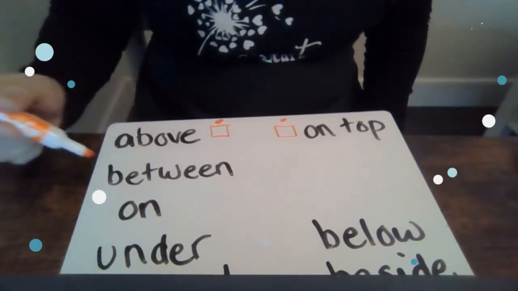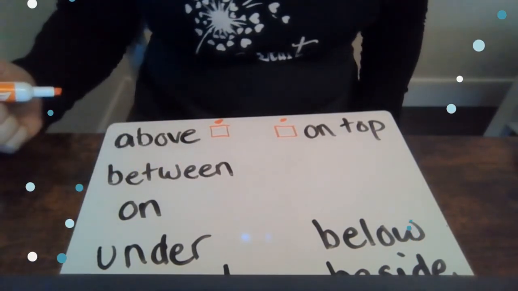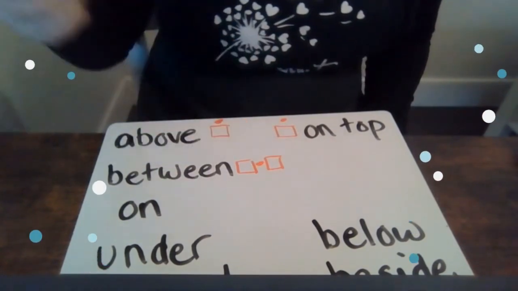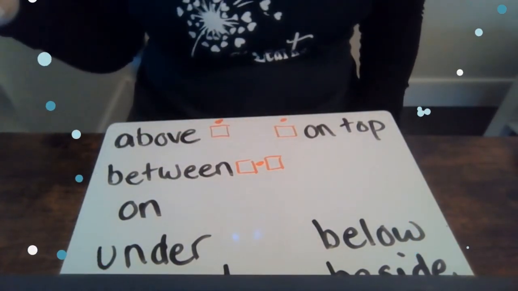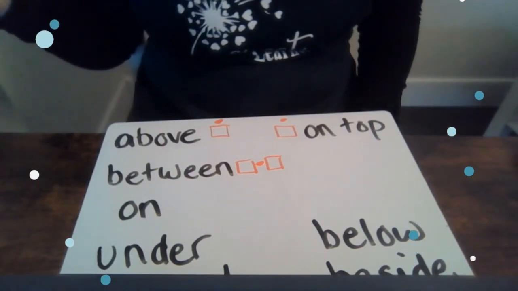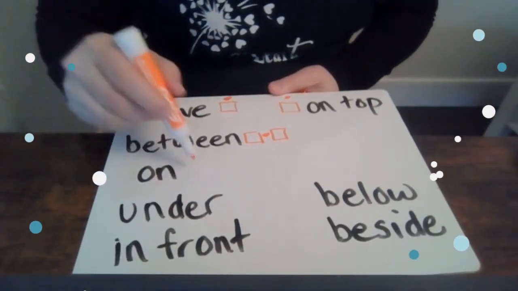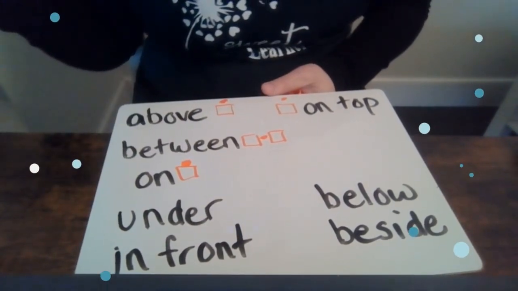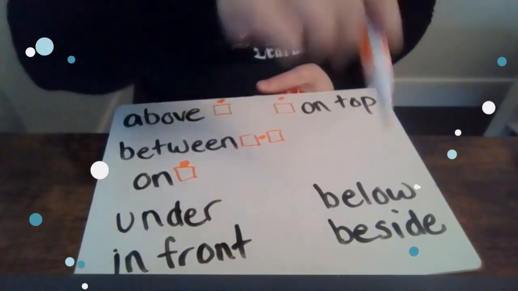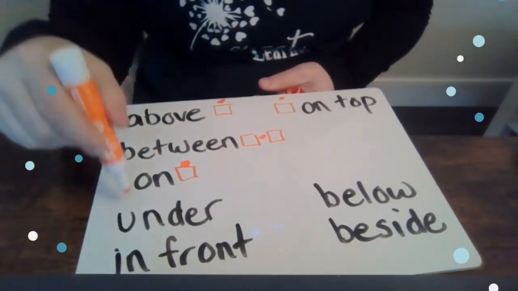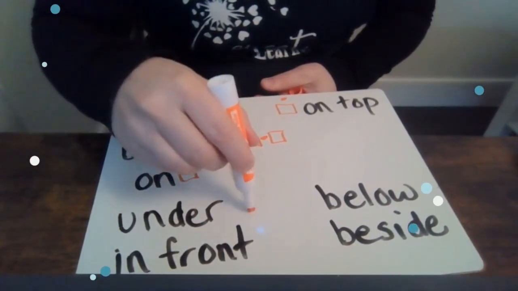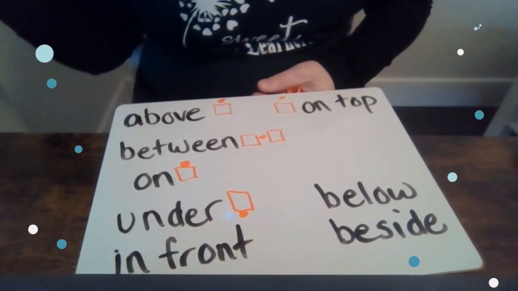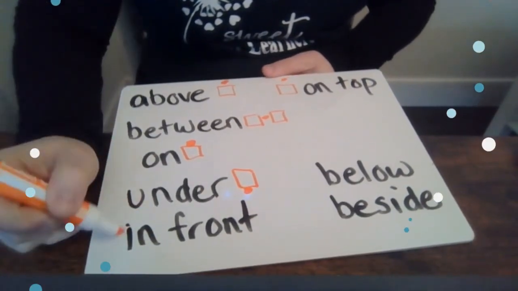So this next word here is between. I'm going to need to draw 2 things and put something between them. Good. On, that's a small word. If something's on something, it's literally sitting on it. So when you make these words, make sure you put a diagram to help you understand. Under. Okay, I'm going to put my dot under that square.